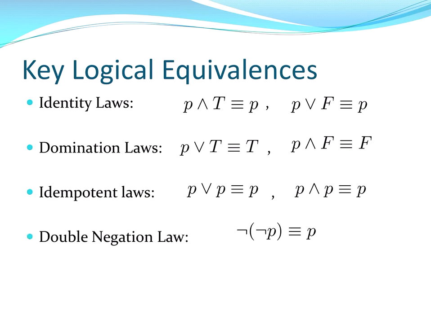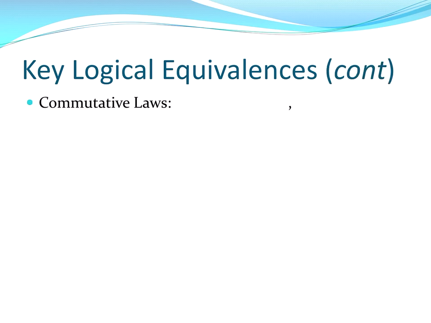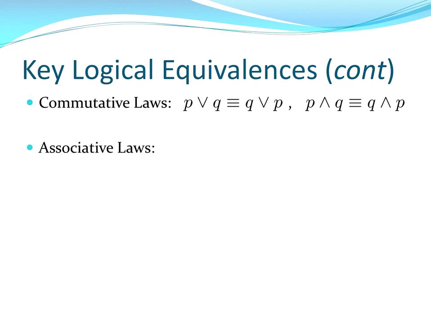Double negation, as you might expect: the negation of the negation of P is logically equivalent to P. And then what we call negation laws is what we saw on the very first slide. P or not P is true, and P and not P is false. All right, a couple more slides on key equivalences. Commutative laws. P or Q is the same as Q or P, and P and Q is the same as Q and P.